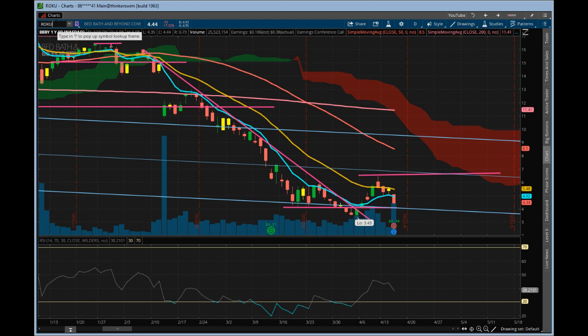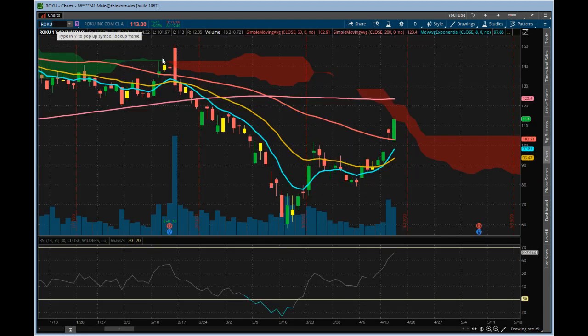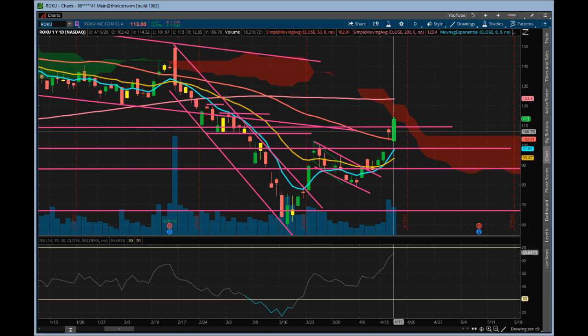And then Roku. Yeah, good candle today. A little less volume than yesterday's red candle, but you had a big gap yesterday. So it did show that it wants some strength. It held the 50-day moving average. It gave you an outside day today. Just watch out for some potential cloud resistance there.